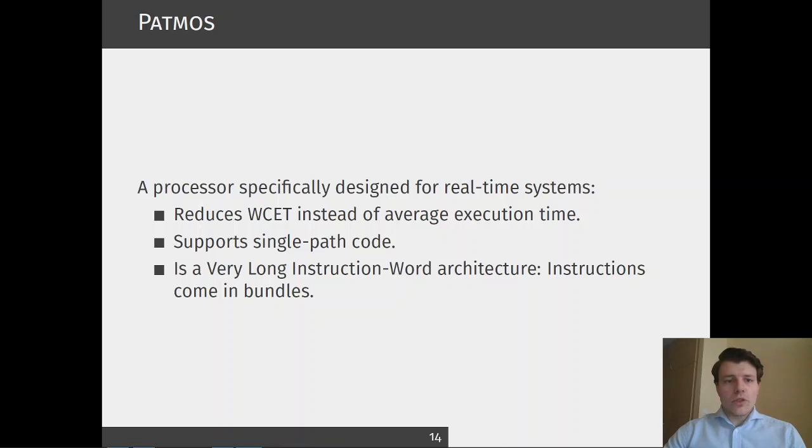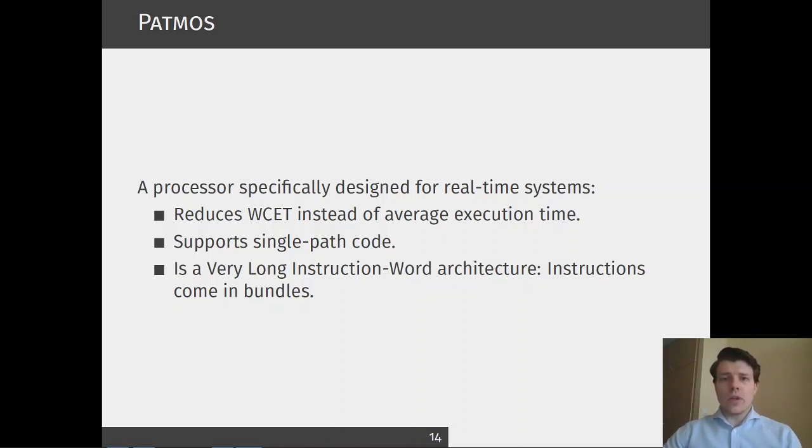So we have Patmos, and it is a processor specifically designed for real-time systems. What it does is reduce worst-case execution time of instructions instead of the average case execution time, which is what conventional processors usually do. It also specifically supports single-path code by having these predicated instructions that can be turned on and off. And lastly, it is a very long instruction word architecture.